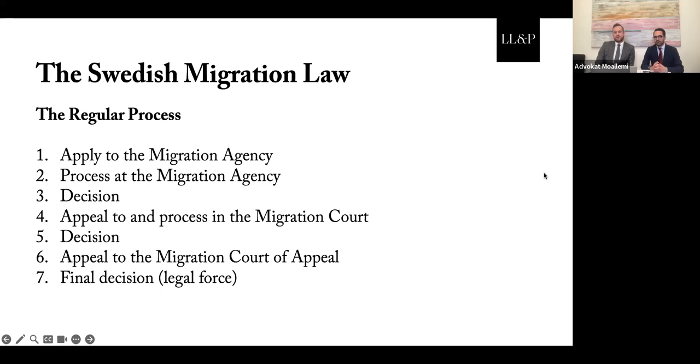And when the decision is final, it goes into what we call legal force, which means you can no longer appeal it. And this is an important matter, because when you have legal force of a decision, you cannot do anything more about it. Then you have to apply again, and it might have some serious effects on your right to live in Sweden, your right to be in Sweden.